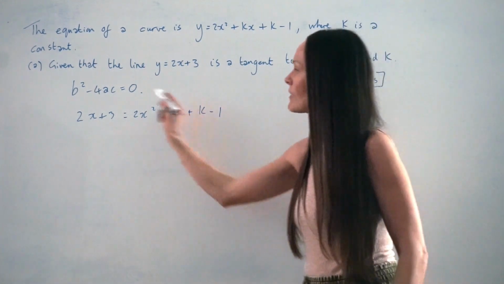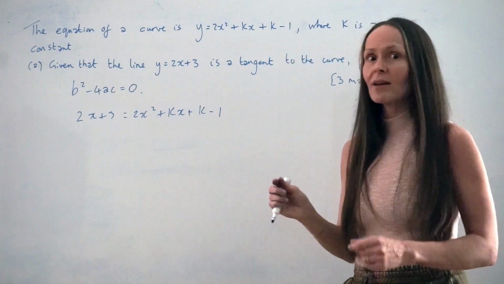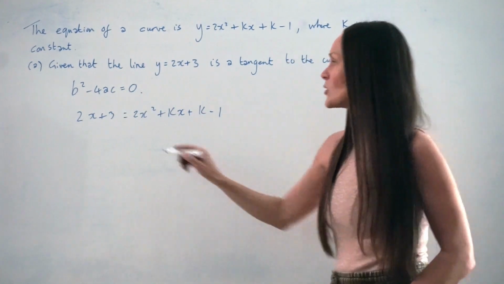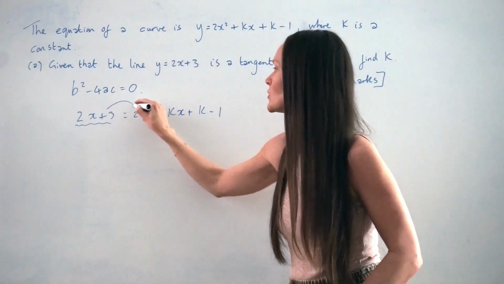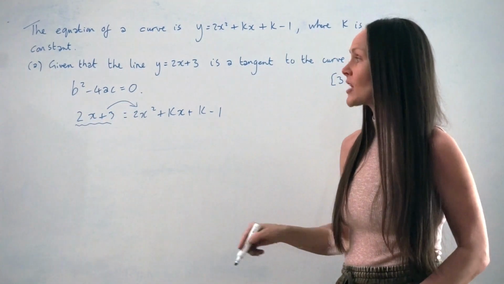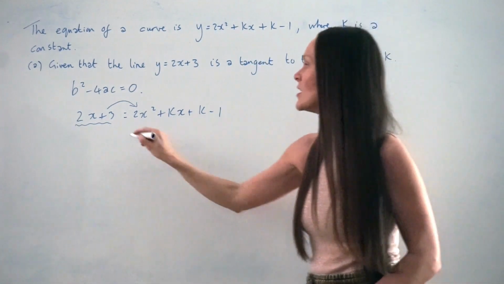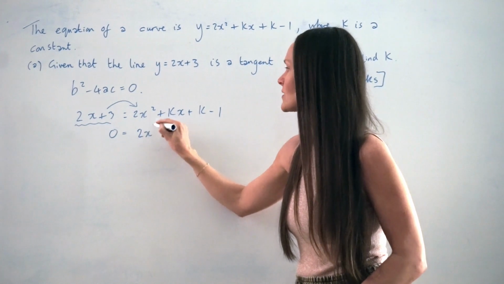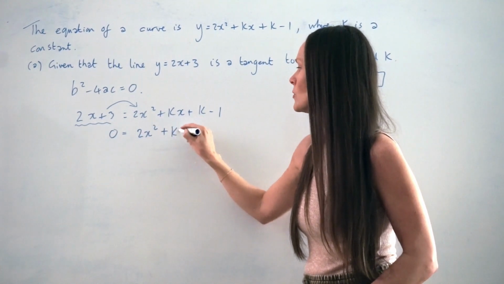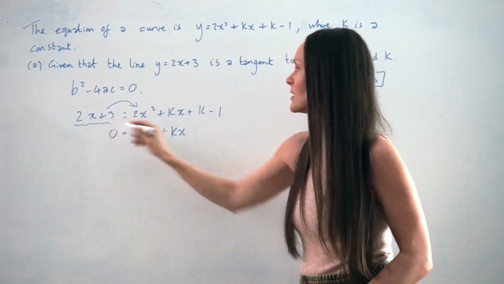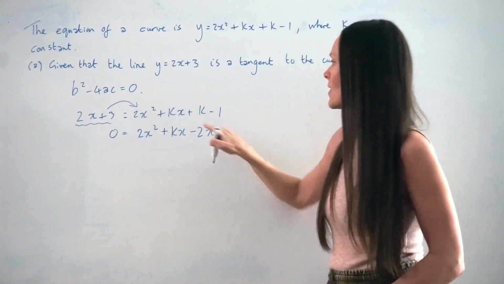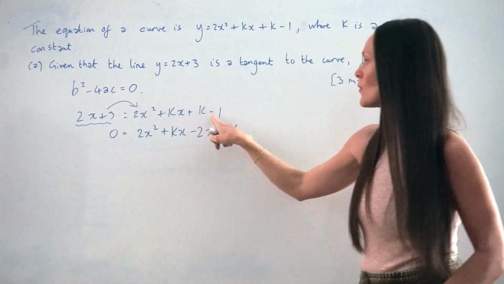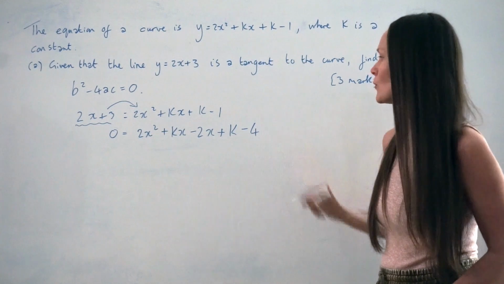Now I'm going to rearrange this equation to equal 0 so I can find my values of a, b and c to work out the discriminant. Okay, so I'm going to move these terms here over to the right hand side. So remember, they're going to change sign when they move across the equal sign. So I'm left with 0 on the left hand side. Then I have 2x squared plus kx from before. Then I'm going to write down my minus 2x. Then I have positive k. And if I subtract 3 from 1, I get negative 4.